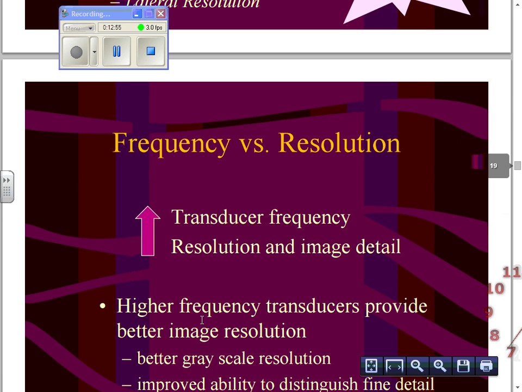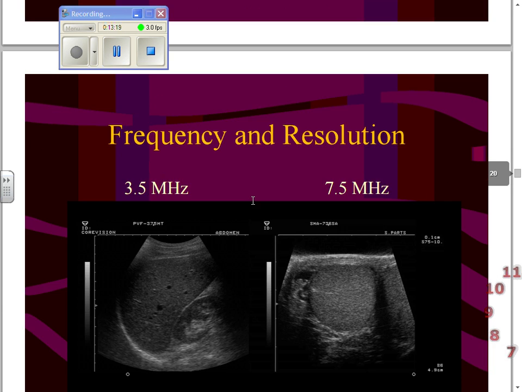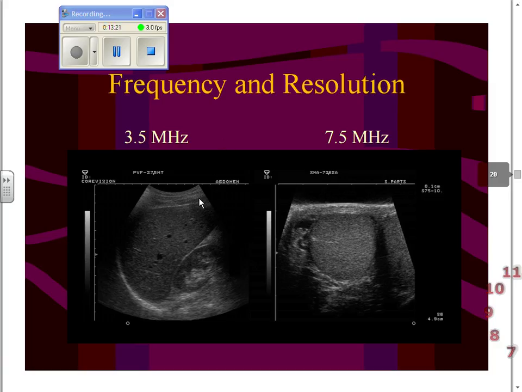Now, notice, as the frequency goes up, the resolution improves, but what goes down as you increase the frequency? The amount of energy that returns, because as the frequency goes up, attenuation increases. So you're always playing this game between the right frequency and trying not to have too much attenuation, but at the same time getting good resolution. And you can see here the same image at 3.5 megahertz and at 7.5 megahertz. And you can see the difference in the resolution of those pictures.